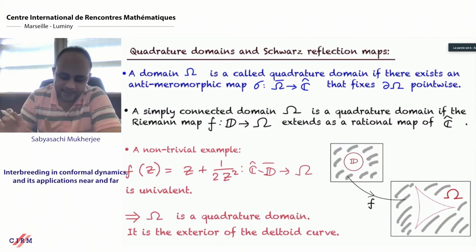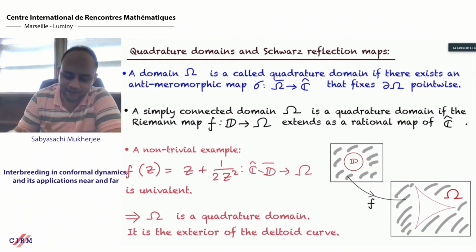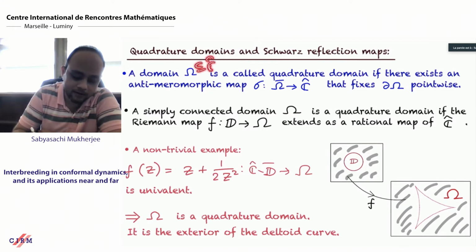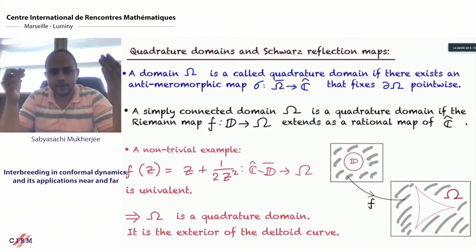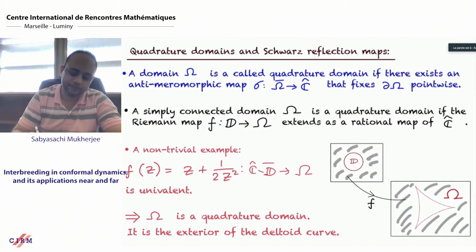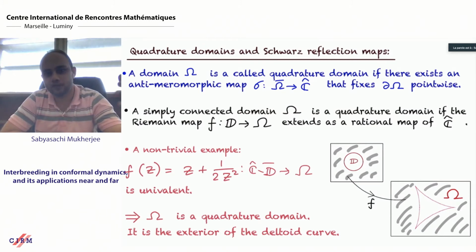Just to keep things easy, I'll not give too many definitions, but I can't avoid the definition of what a Schwarz reflection map is. So a domain, omega, in the complex plane, or in the Riemann sphere, is called a quadrature domain if it has the following property. Namely, you have an antimeromorphic function, sigma, from the closure of the domain to the Riemann sphere that fixes the boundary pointwise. So how should you be thinking of a quadrature domain? Just think of it as a domain, not necessarily simply connected, although simply connected quadrature domains are going to be the only things I'll talk about today.